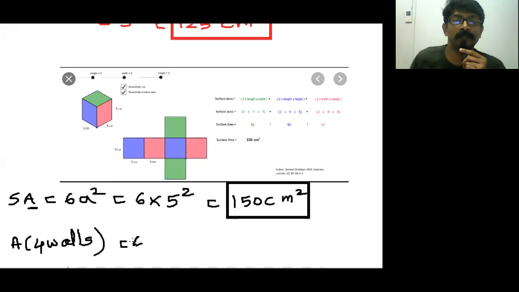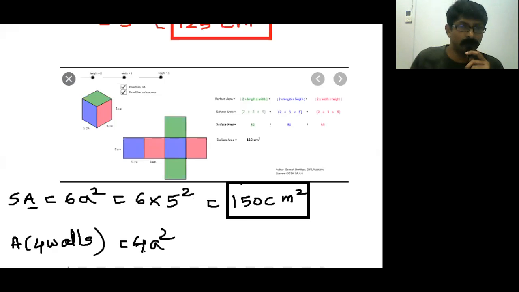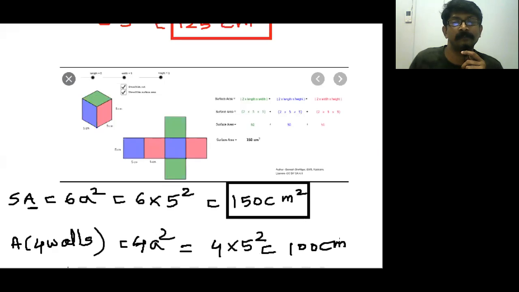So area of four walls in this particular case will become 4 into side square. Why 4 into side square, students? Simple. Because in that case, we're supposed to ignore this area and this area. Are you getting it? So we have to remove the two surfaces, the top and the bottom. We do not have to consider them, isn't it? So 5 square will become 25. 25 into 4, so 4 into 5 square. 5 square is 25, and 25 into 4 will become 100 centimeter square. I hope you understood this. Isn't it very, very simple?